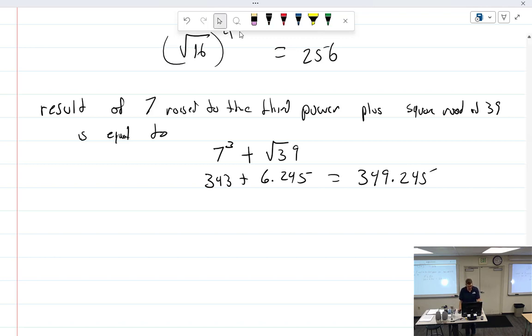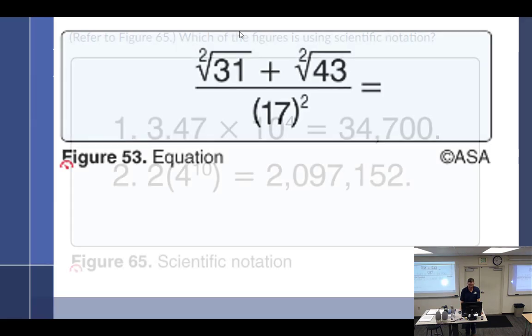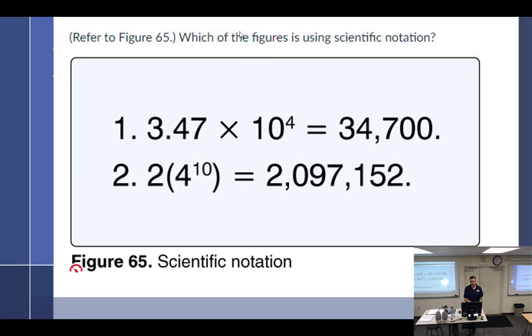Oh, here's an easy one for you. Which of the figures is using scientific notation? Number 1. That wasn't very hard at all, was it? And why is it number 1? Because the base number is between 1 and 10. Base numbers between 1 and 9, and base 10. And this one just doesn't even look right. Just tell by the way it is. That's the best answer. I just know.